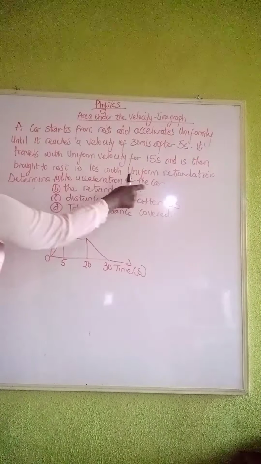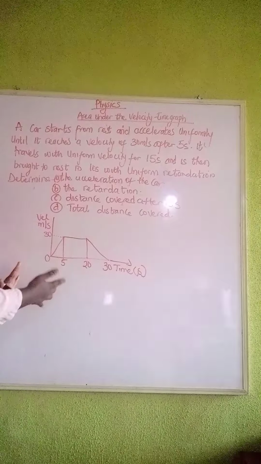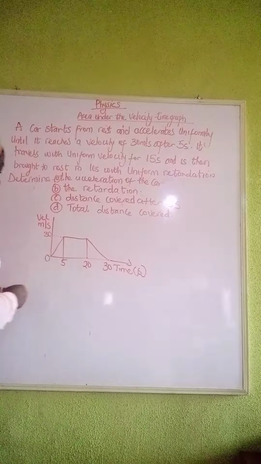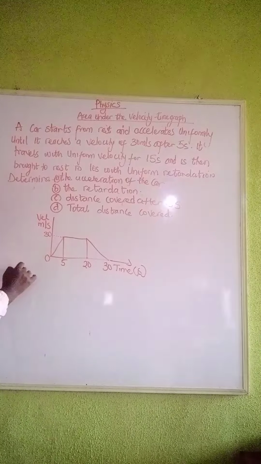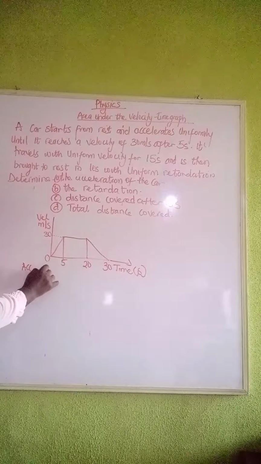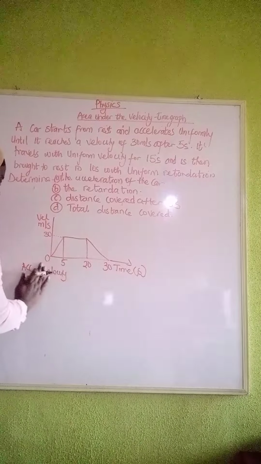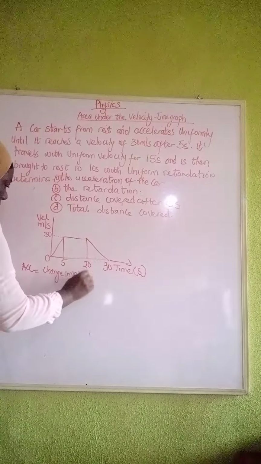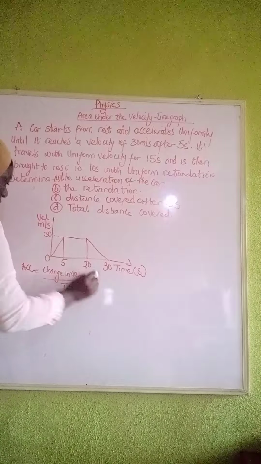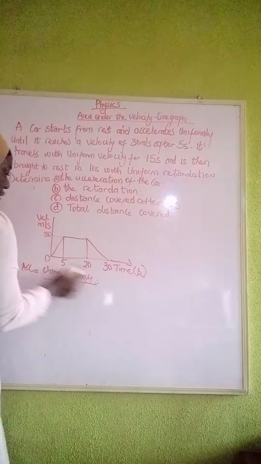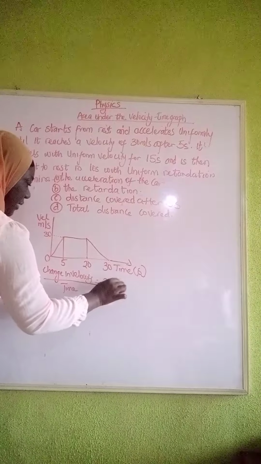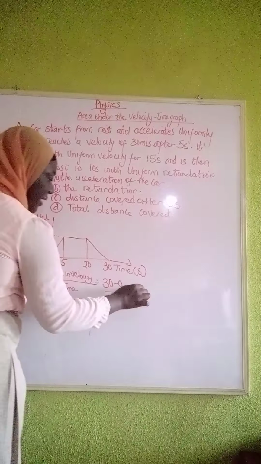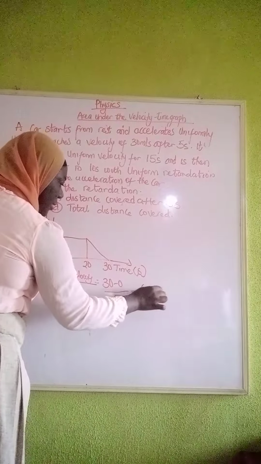Number 1, find the acceleration of the car. Looking at this diagram, where is our acceleration? This side. Good. Acceleration equals change in velocity over time. Our change in velocity: our initial velocity is 0 and our final is 30. That's 30 minus 0 over the time, which is 5. So we have 30 divided by 5. That is 6 meters per second square.